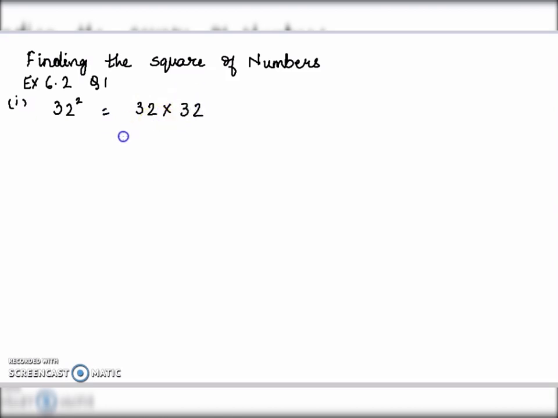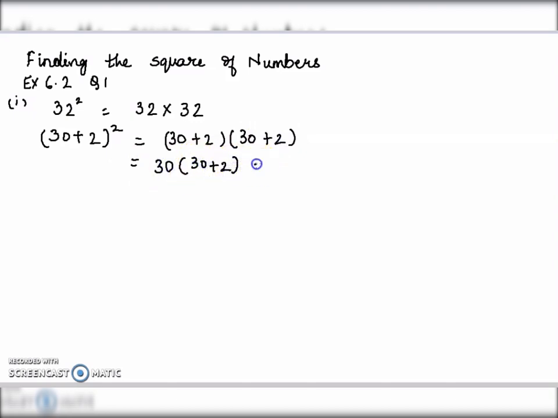Now a shortcut way of finding the square of a number we are going to see now. So the shortcut way is this: 32, you will break it up as 30 plus 2 the whole square. In this way. So when you break it up like this, it will be written as 30 plus 2 into 30 plus 2. So that is 30 into 30 plus 2, plus 2 into 30 plus 2.